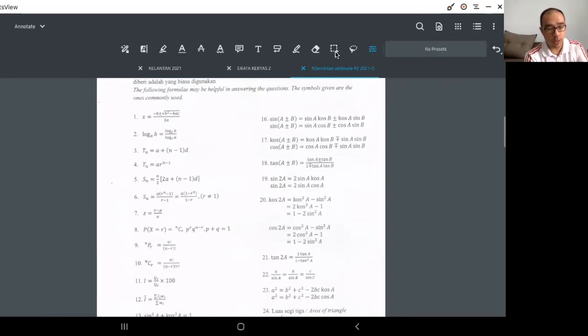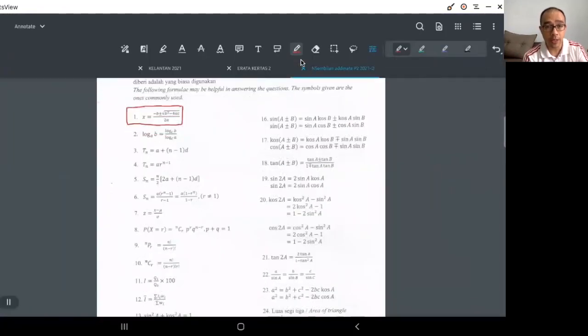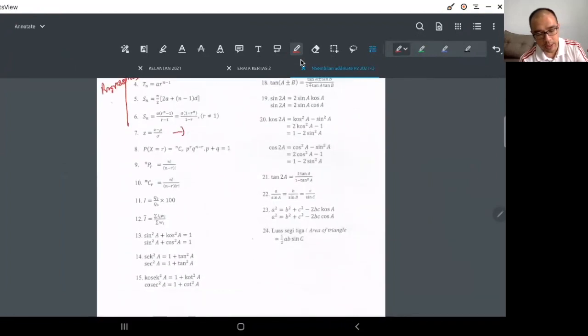So the first one is the quadratic equation formula, for solving quadratic equations. The second one is the third log law. Then this one is all progressions. This one is the z-score, for counting the normal distribution.